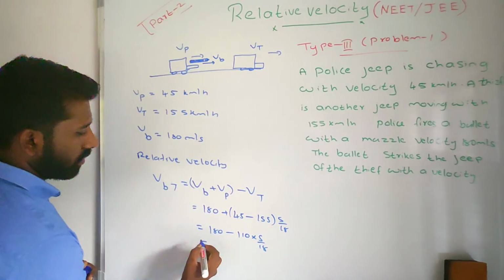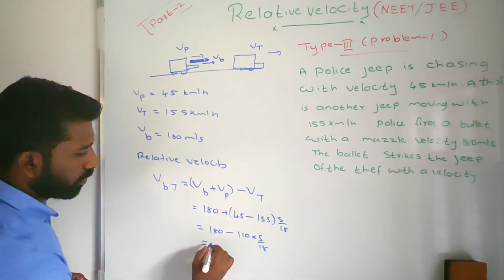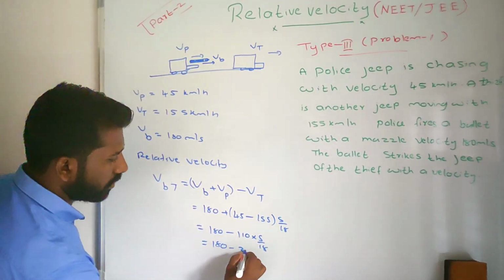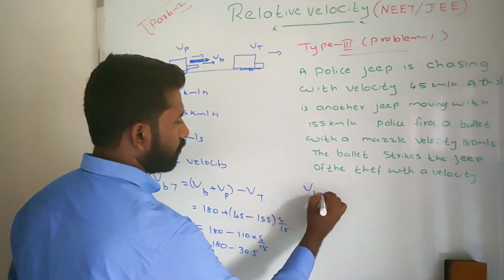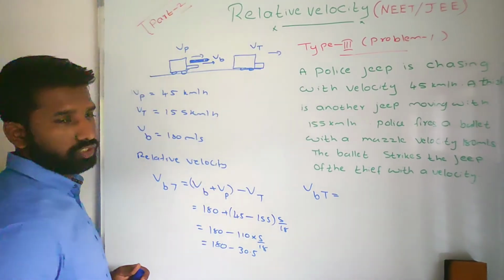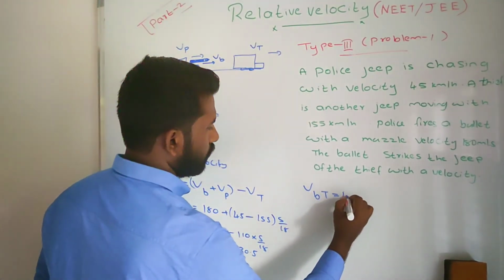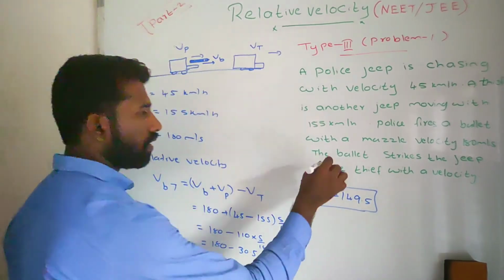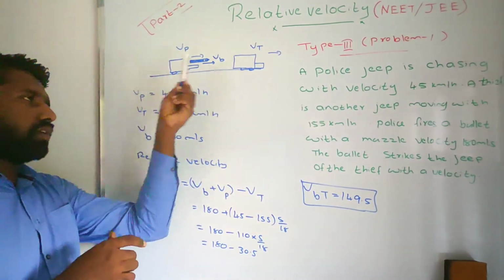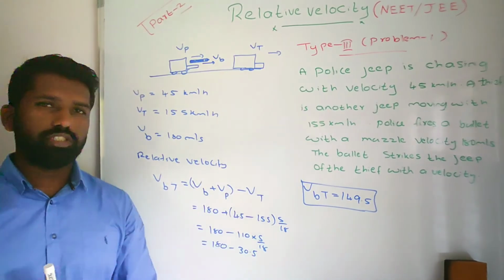Okay, so what will you get? This is 30.5 you will get. So 180 minus 30.5. That is the relative velocity of the bullet with respect to the thief jeep. How much? 149.5. With this velocity this bullet will strike the thief jeep.